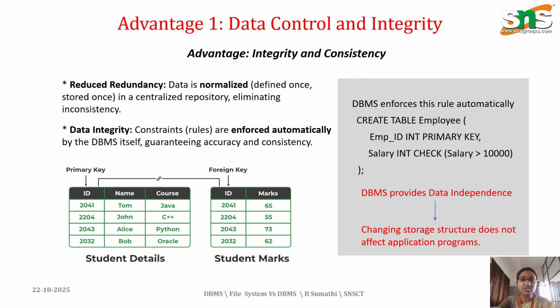The main advantages are data control and integrity. First, reduced redundancy: the data is normalized, defined once, and stored once in a centralized repository, eliminating inconsistency. The next one is data integrity: constraint rules are enforced automatically by the DBMS itself, ensuring accuracy and consistency. By using the DBMS, a user gets the advantages of reduced data redundancy and data integrity.